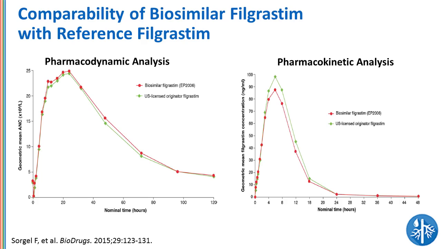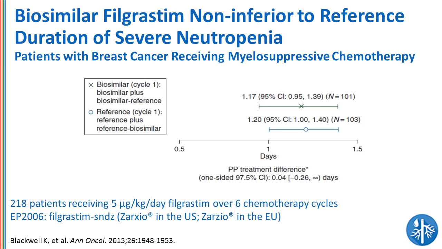Going back to the example of Filgrastim, biosimilar Filgrastim and reference Filgrastim, you can see these two lines basically completely overlap, and you don't need a statistician to tell you that there is really no difference here in the PD analysis or the PK analysis between the reference biologic and the biosimilar Filgrastim. In studies of severe neutropenia, duration of severe neutropenia, there have been clinical trials done and have shown that the biosimilar Filgrastim is non-inferior to the reference product in terms of the duration of severe neutropenia. And you can see the study design specifically. This is relating to Zarxio, the Filgrastim from Sandoz.